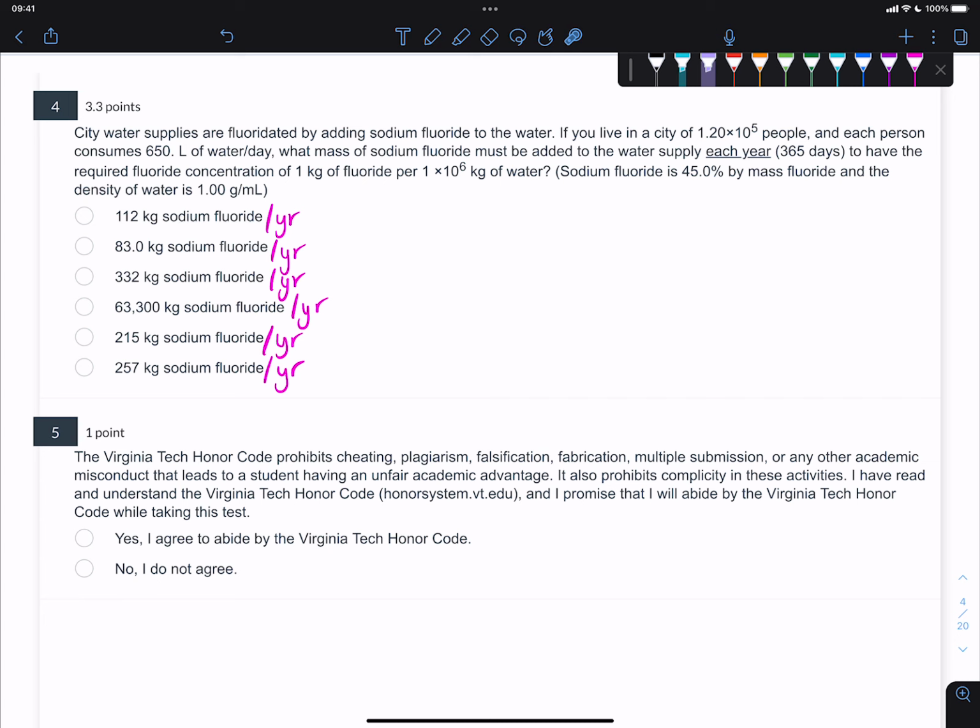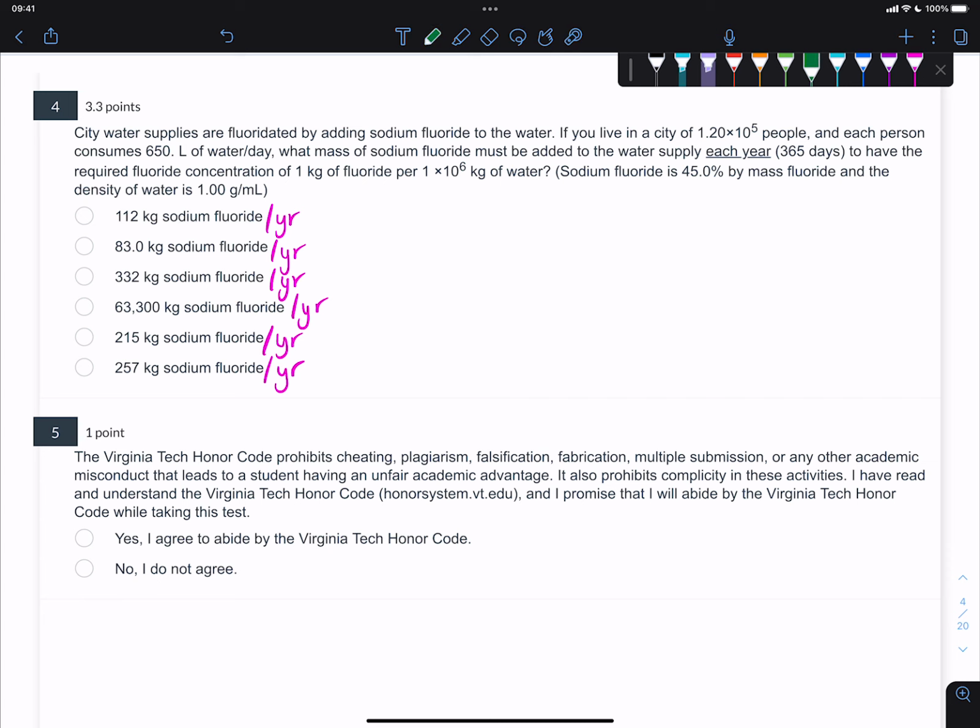Luckily, you're given that sodium fluoride is 45% by mass of fluoride, and the density of water is 1 gram per milliliter. This is an intense problem. You couldn't just Google that and get an answer, so that's why I think chemistry and physics courses are valuable, because they teach you how to think about things that aren't just Googleable. So here's what we're going to do to start off.